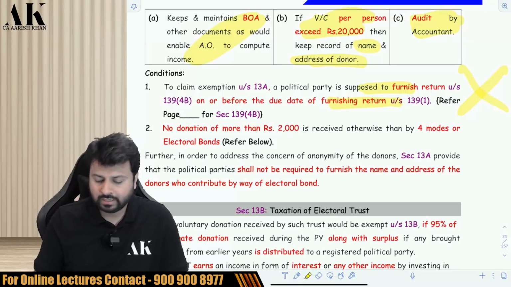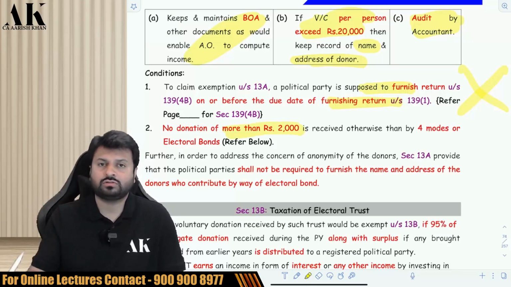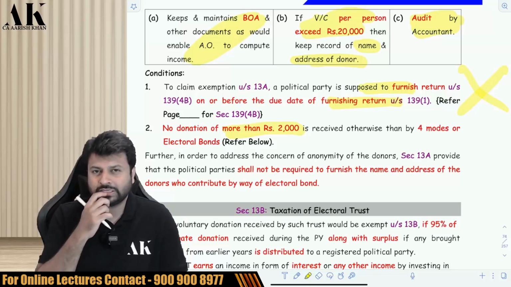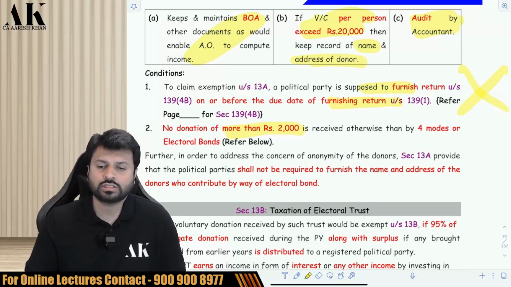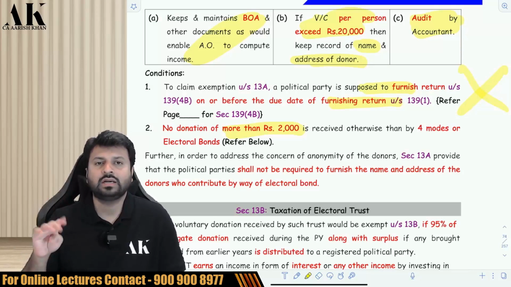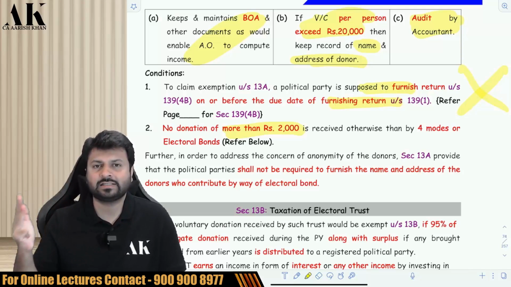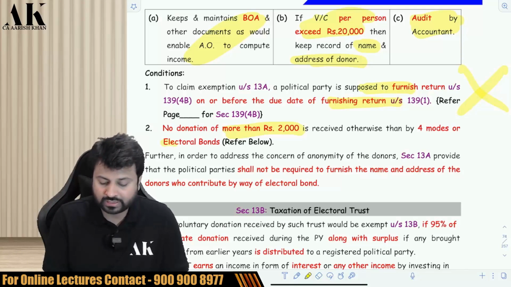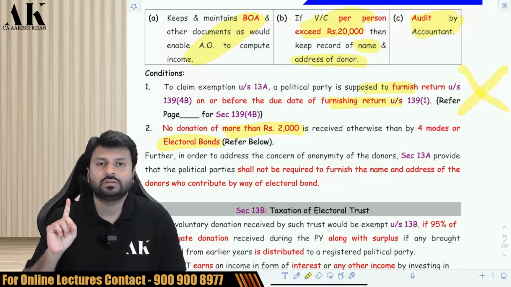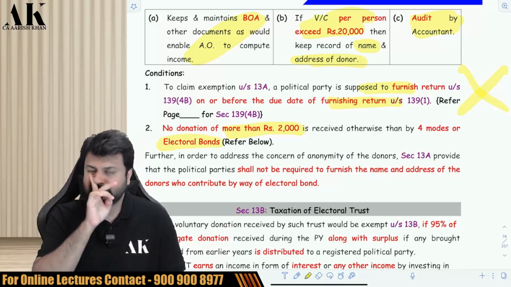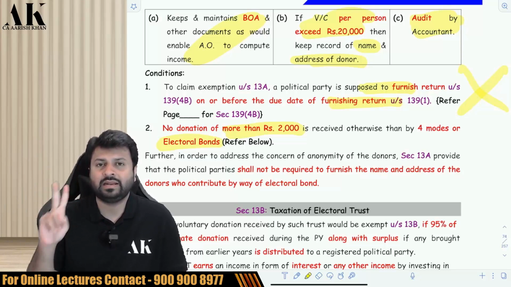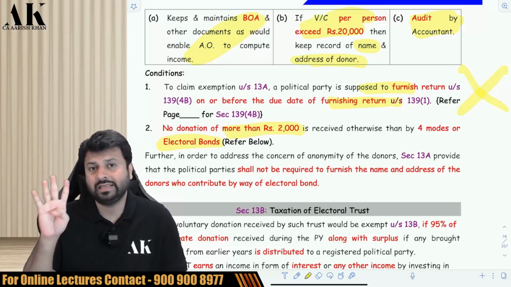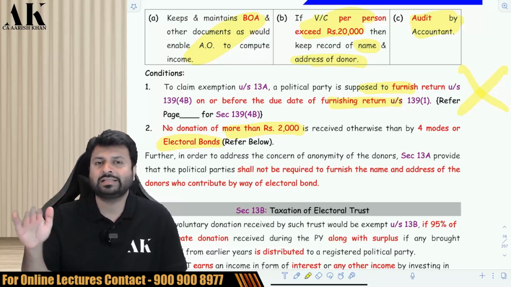Second thing, if they receive a donation of more than 2,000 rupees, there is a mistake in some of the books. It might say more than or equal to, but that's wrong. It's more than 2,000. In that case, they have to receive it by account payee cheque, account payee draft, ECS, that is electronic mode, or electoral bonds. So electoral bonds or these 4 modes, or else the donation will be taxable.